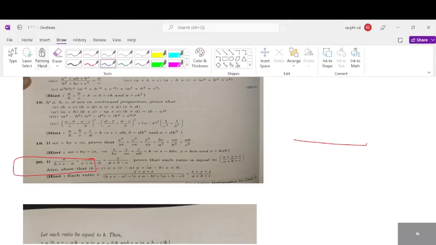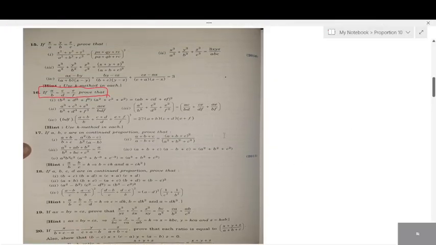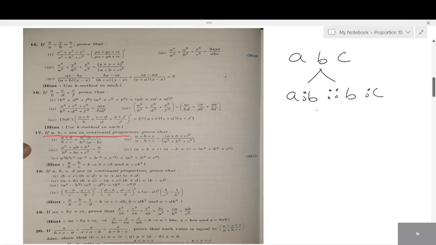17th main. Look, 17th onwards, look at the difference from 13 to 16. They have given values. From 17th onwards, they'll just give you like this: A, B, C are in continued proportion. A, B, C are in continuous proportion, students. They didn't ask you fourth, nothing. If they're in continuous proportion, we have only 3. Which value will you split? Tell me which value you have to split. The middle one. So A is to B is proportion to what? B is to C.